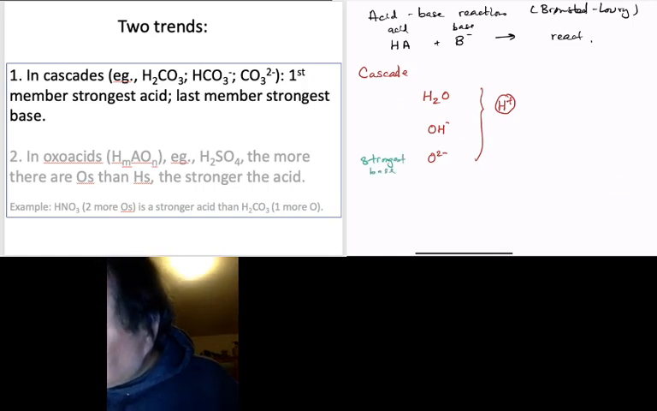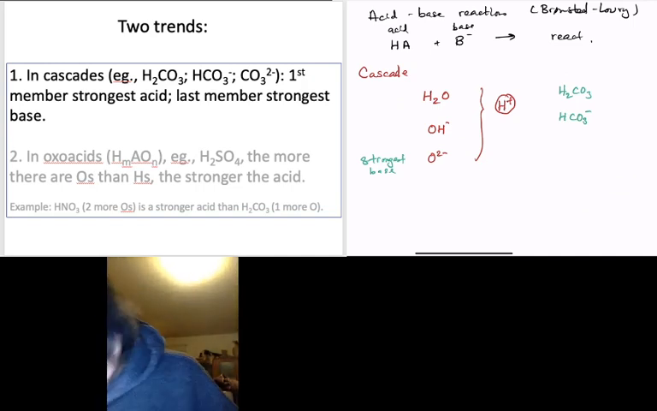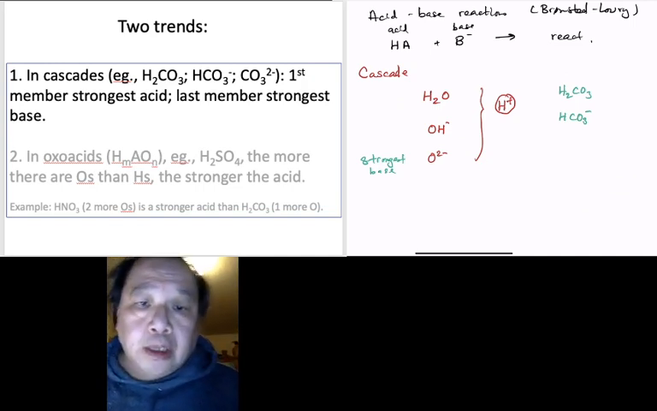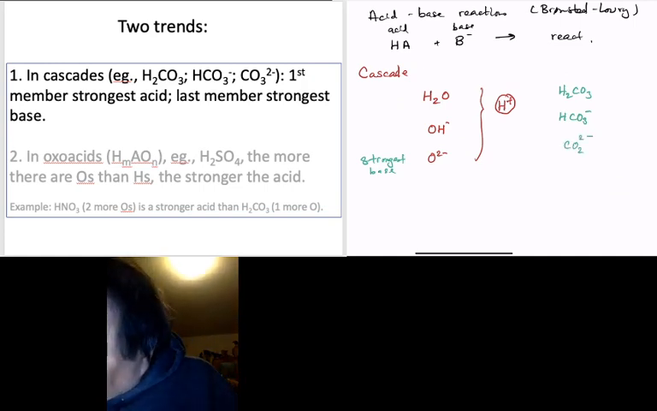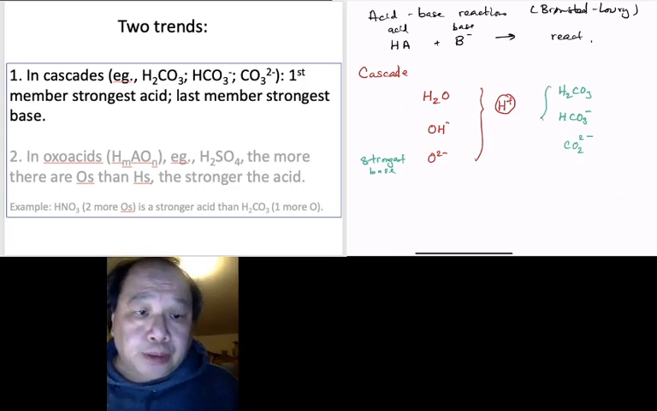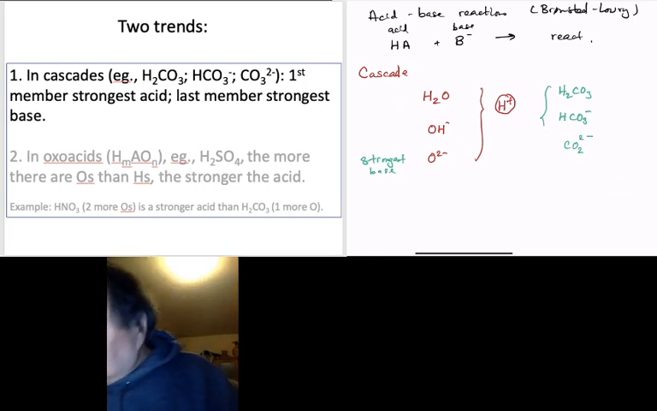A second important cascade is H2CO3. Take away an H+, it's HCO3-. And take away another H+, it's CO3 2-. And which of these three is the strongest base? And the answer again will be the one with the greatest. Put it in chat. Which is going to react with H+ the most? And the answer is it's going to be the CO3 2- because it has the greatest negative charge. So it's the strongest base.